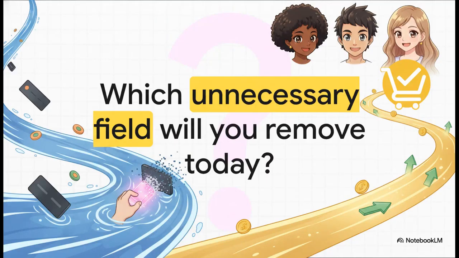Which brings us to our final provocative challenge for today's explainer. Ask yourself, which unnecessary field will you remove today? Seriously, don't put this off until your next massive site-wide redesign. Take action on this blueprint right now. Open up your own checkout flow. Find that one form field or that one extra click that is causing turbulence in your river, and just delete it. Apply this streamlined strategy to your own platform today and watch what happens to your flow.